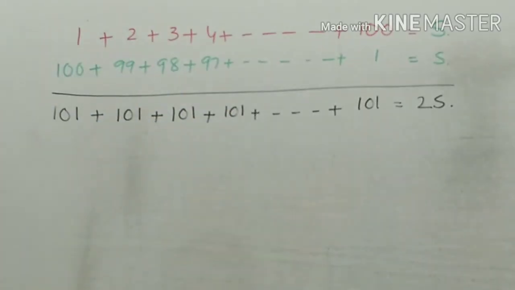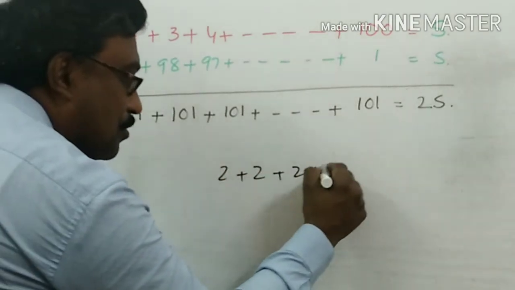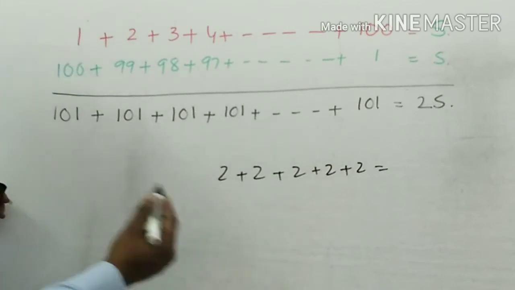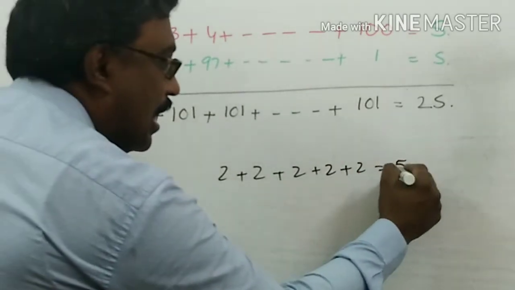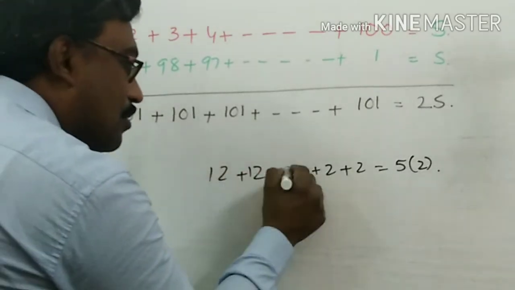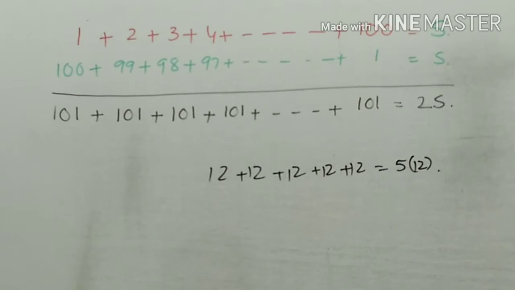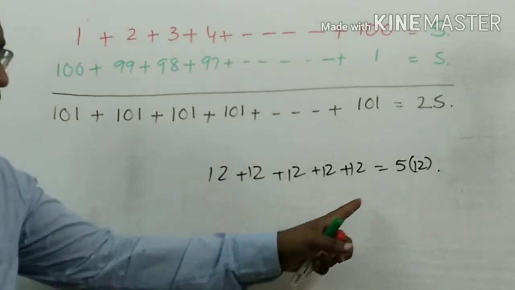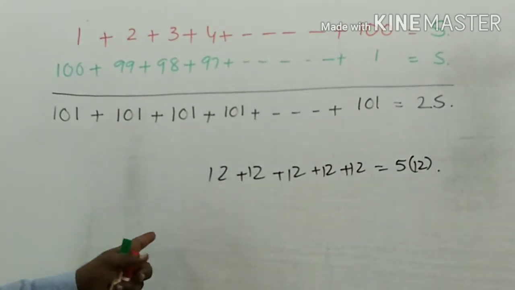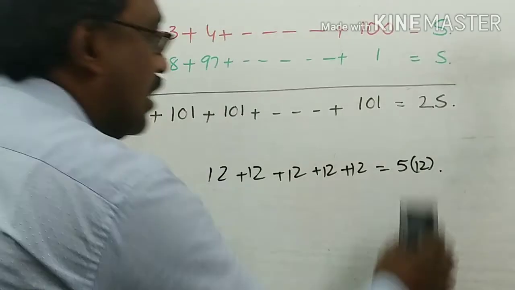Take one example like 2 plus 2 plus 2 plus 2 plus 2, 5 are there. What is your answer? Simply we will say 5 into 2. Suppose 12, 12, 12, 12, 12, 5 times is there. Can we write 5 into 12? This is nothing but multiplication. Multiplication is nothing but repeated addition.